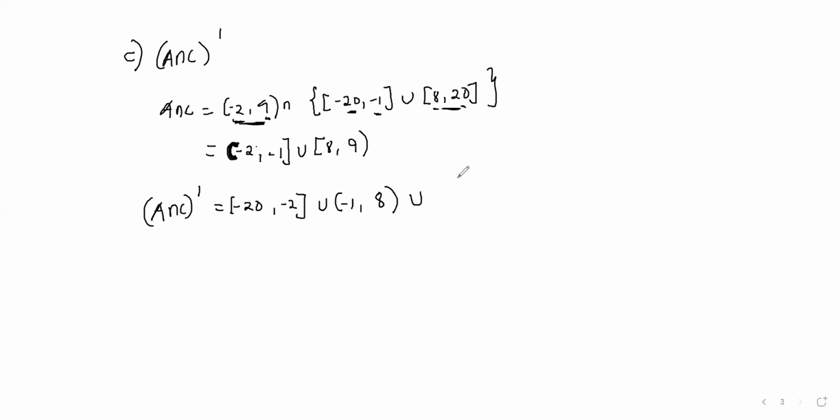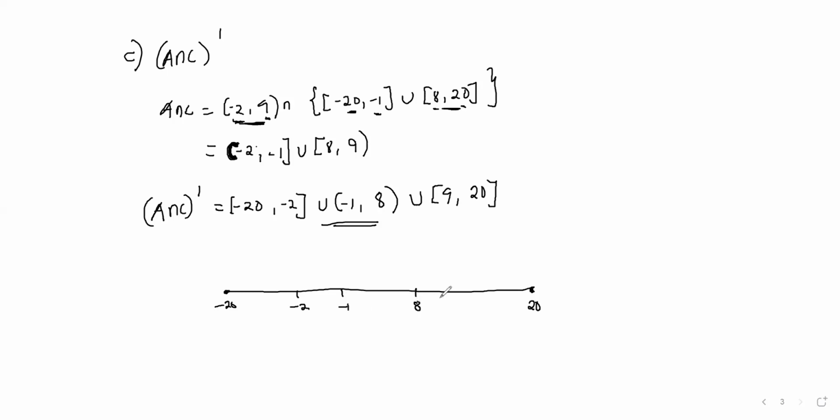Union, we skip. We start from 9 again. So 9 is not in A intersection C all the way up to 20. So this is the complement. We want to see how it looks on the number line. So the number line is here. So we have -20, we have +20. And then we have -2, we have -1 up to 8, then we have 9.